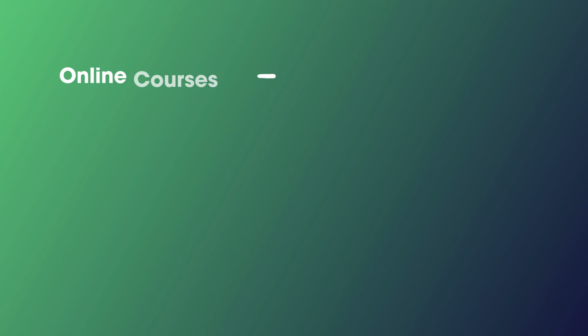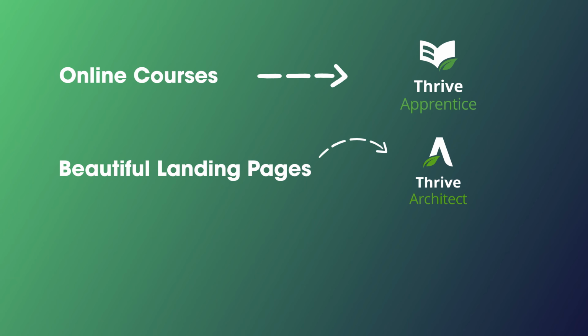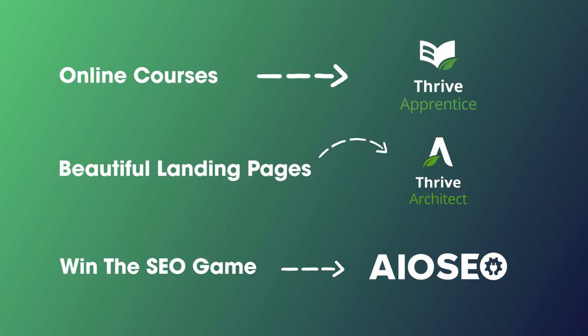WordPress is a beautiful ecosystem to build your online business on, mainly because there's so many great tools, 60,000 of them to be precise, that can take your business to places that you can't even possibly imagine. If you need to sell online courses, you've got Thrive Apprentice for that. If you need to design beautiful landing pages that convert, you've got Thrive Architect. If you want to rock and roll the SEO game, All in One SEO is there for you.